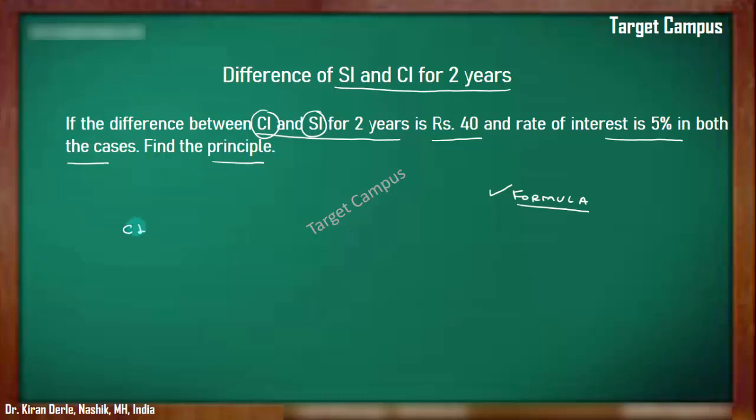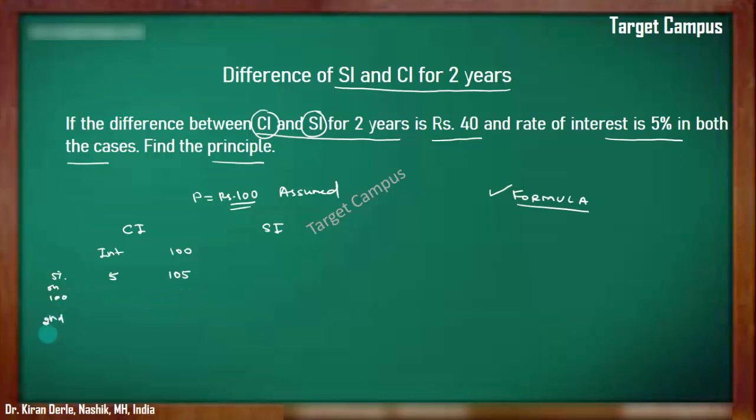Suppose this is the case of CI and this is the case of SI, and the principal is the same. Let's say the principal is rupees 100. This is an assumed case. Under CI for the first year, the interest would be 5% on 100, that is 5. So the principal would now become 105. Initially it was 100, now it has become 105 after the first year.